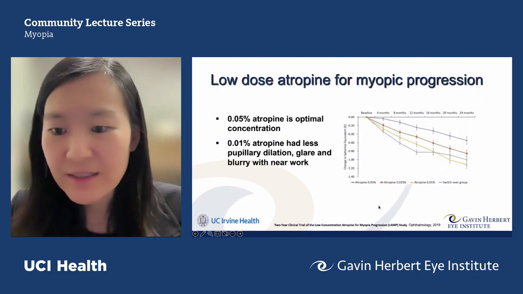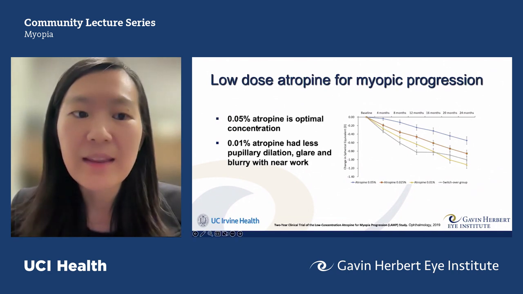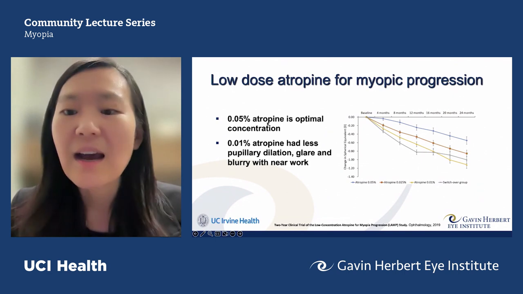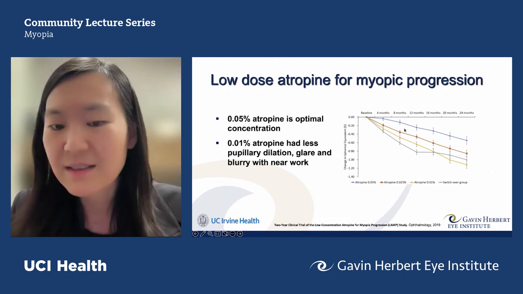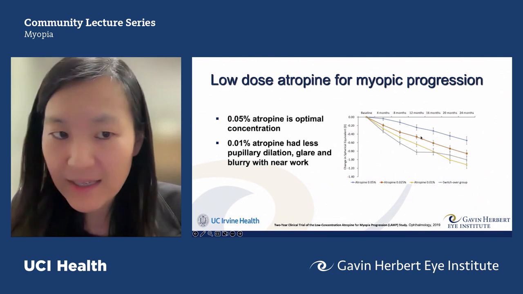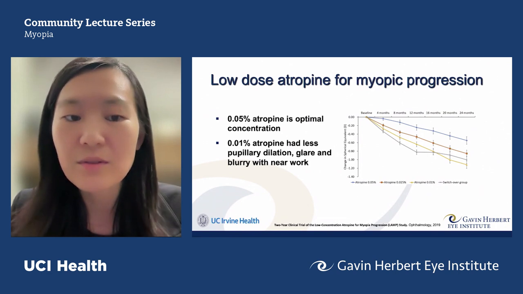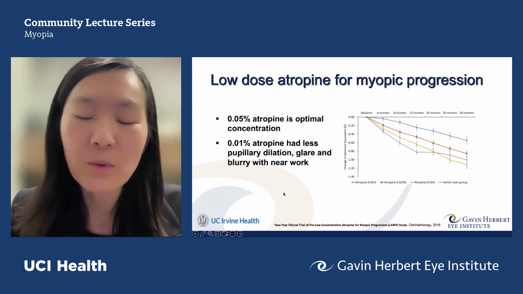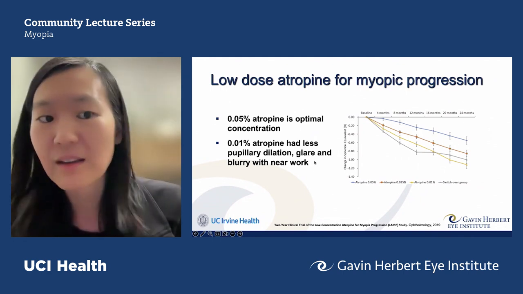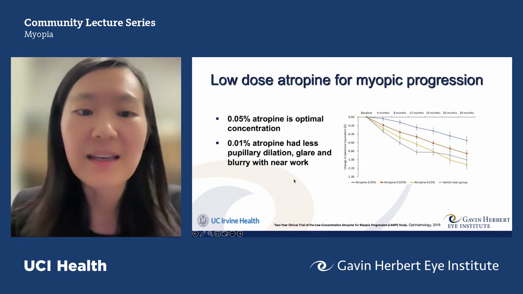Okay, and this is another study that came out in 2019 that looked at the optimal concentration for myopic progression, and the concentration that worked the best was the 0.05%. That slowed the progression of myopia the most, as you can see on this graph on the right. The blue line shows that the progression was much slower with the 0.05%. Although 0.01%, the lowest dose atropine, had the least side effects, which is very intuitive, because the lower dose gives you less dilation, less glare, less blurriness with near work. The 0.05%, the higher dose, worked the best, but obviously it had the most side effects as well.